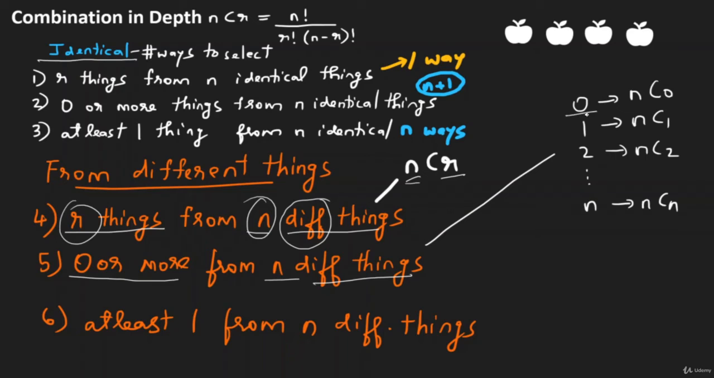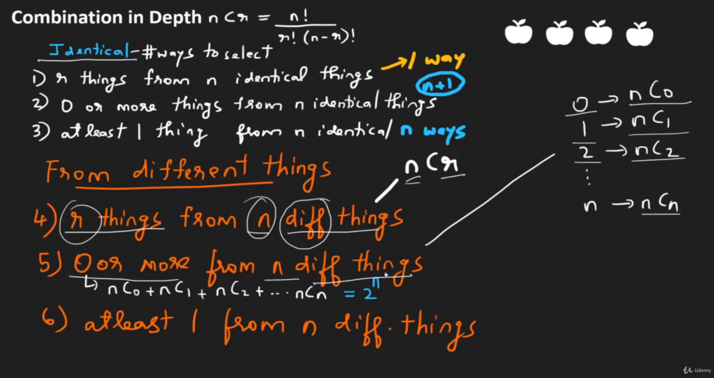You can select 0 items from N different things in NC0 ways. You can select 1 item in NC1 way. You can select 2 items in NC2 ways. Similarly, you can select N items in NCN ways. Therefore, the answer to this, which is selecting 0 or more items from N different items, is equal to NC0 plus NC1 plus NC2 up to NCN. And this is equal to 2 to the power N.